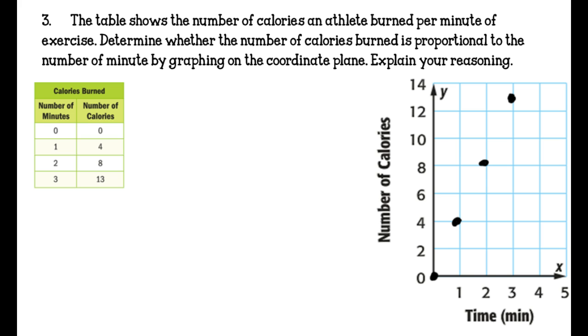We're going to go ahead and make a straight line through these. And that is terrible. But if you had a ruler, you would notice, let's try to make that a little bit better, that this 3, 13 is not in line with the straight line. So this is a non-proportional relationship.